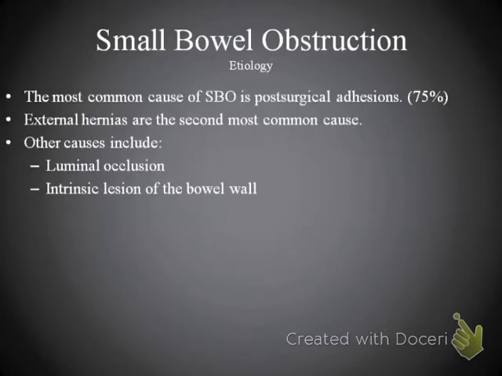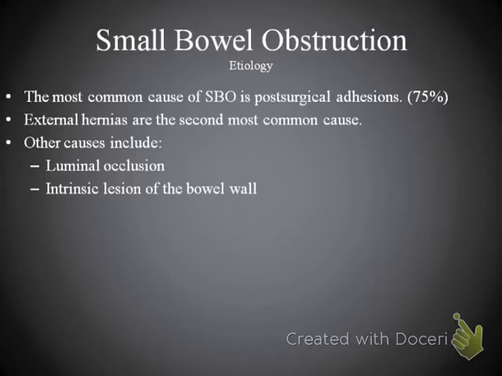So what causes small bowel obstruction? The most common cause of small bowel obstruction is post-surgical adhesions. On the last two slides, we saw that it was 60%, and some other studies say that it's 75%. So we're going to say that the actual cause is around 65 to 75%, and somewhere in this vicinity is where small bowel obstructions actually lie.